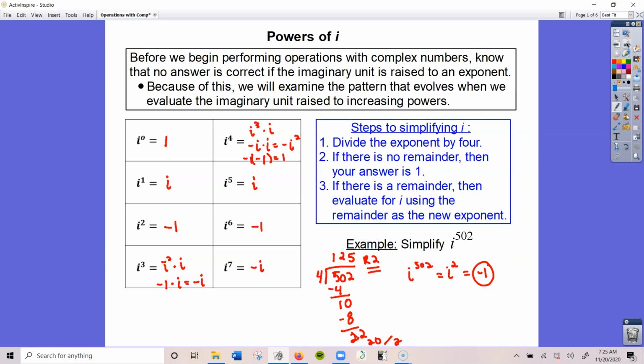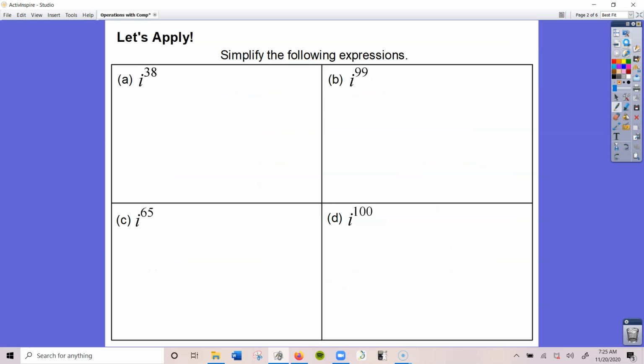Let's try that out with a couple more examples. Here we have i to the 38. So we take that exponent and we always divide by 4. 4 goes into 38 9 times to give you 36. And here we have a remainder of 2. Therefore, i to the 38 is equal to i squared, which is equal to -1.